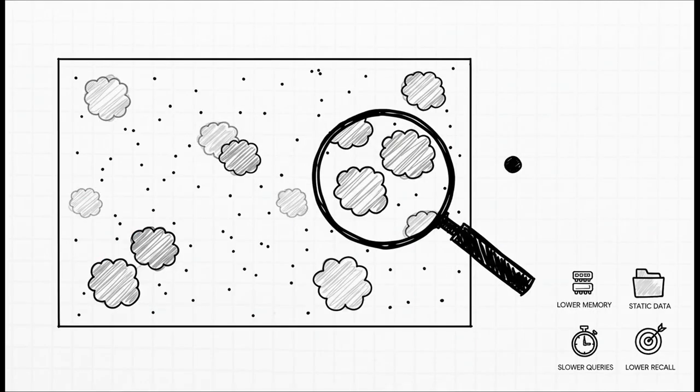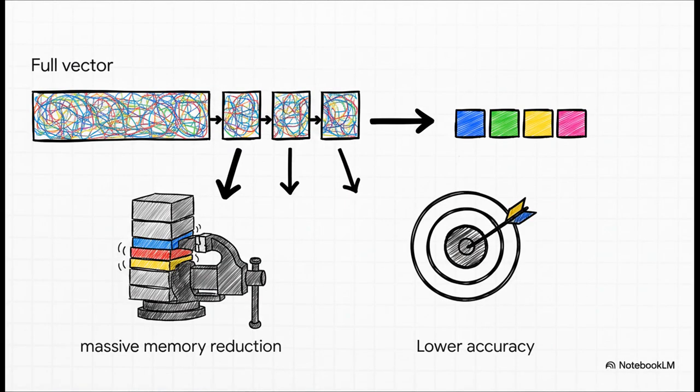Now, IVF takes a totally different approach. It uses a clustering algorithm to pre-sort all your vectors into a bunch of different cells. Then, when a query comes in, it doesn't search everything. It just checks the handful of cells that are closest to your query. This is a fantastic strategy for those big, static datasets, where you can do all that organizing upfront. The trade-off here is that it's usually a bit slower and has lower recall compared to HNSW. And then we've got PQ, which is just all about one thing: compression.